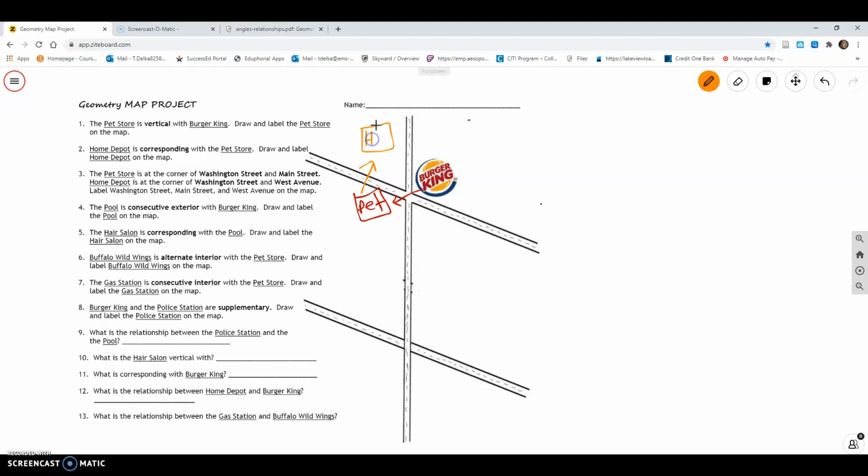HD. And I'll be honest, this is my first year owning a home, and Home Depot and I have become best friends. I don't know how your parents feel about Home Depot, but I love it.